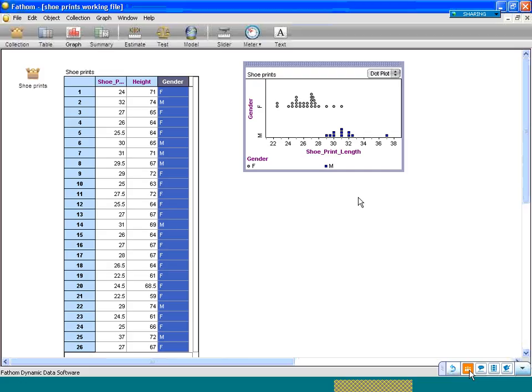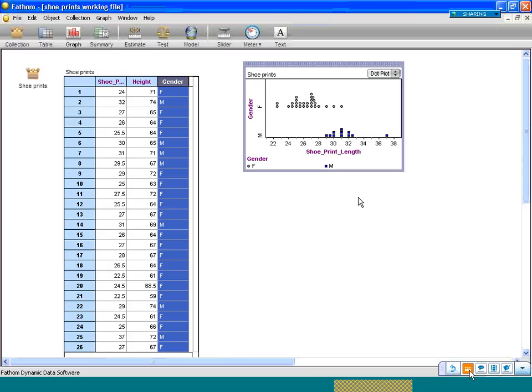Any unusual values in there that you notice? The 37. So that one male who had a particularly long shoe print stands out. We have a couple of females who have, relative to the rest of the females, somewhat long shoe prints. Well, you're anticipating well with where we're going to head with this.